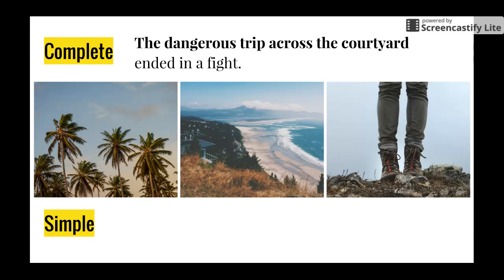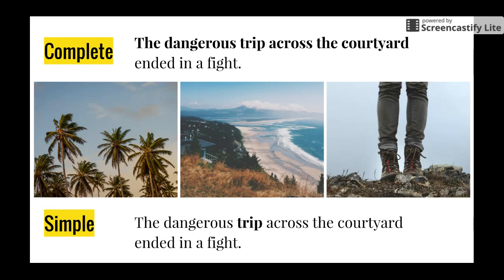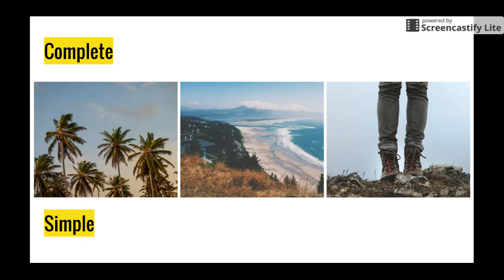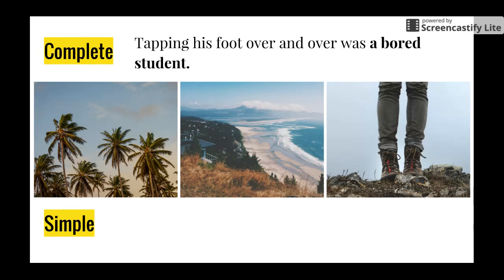But to be more specific, the simple subject of this sentence, the word or word group that it's really just about, is trip. The dangerous describes the trip, and across the courtyard also describes the trip, telling where it took place. Let's look at another example.